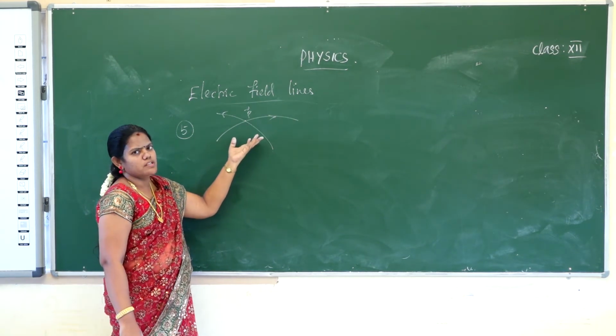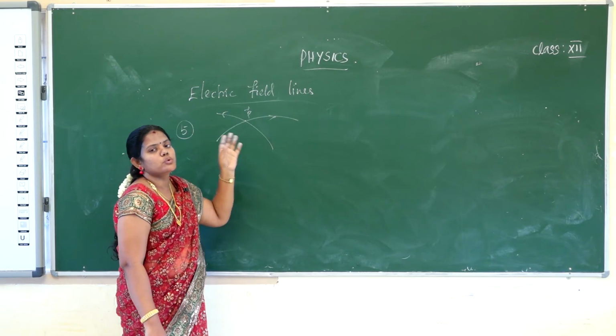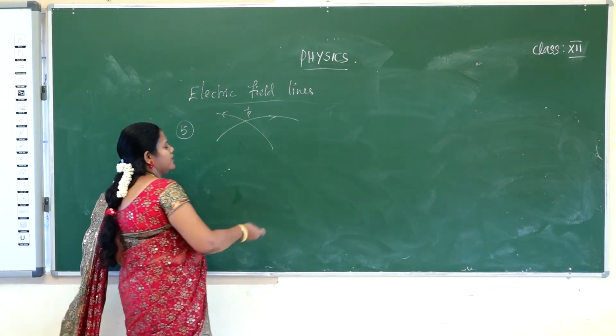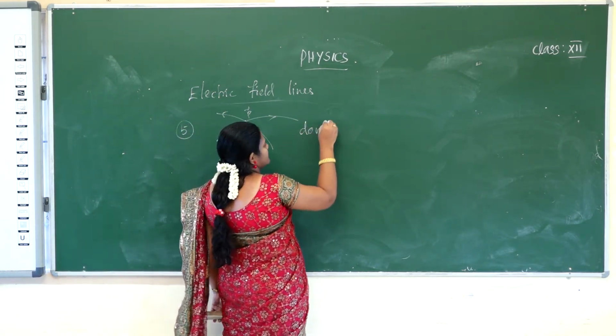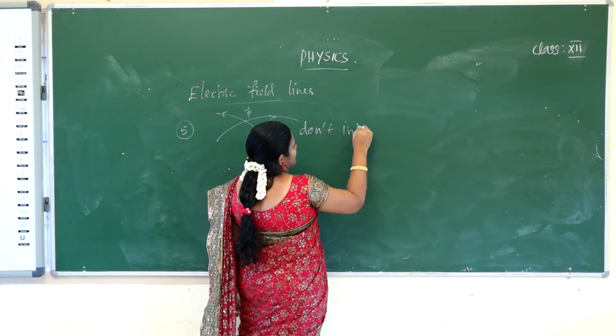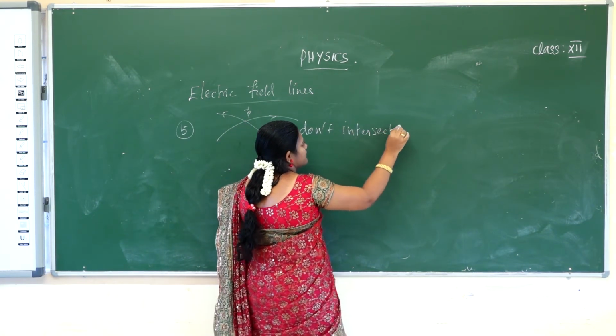This is not possible. So electric field lines do not intersect with one another. What's the meaning of that? Electric field lines do not intersect with one another. Why do they not intersect?